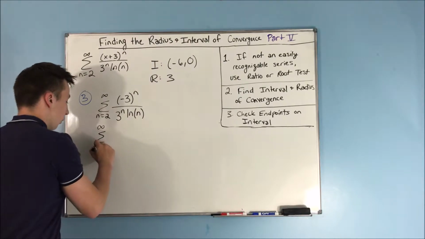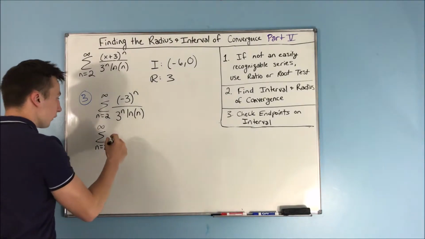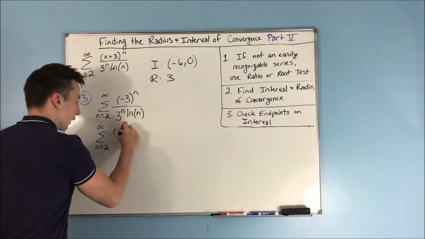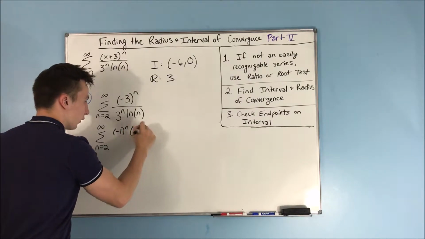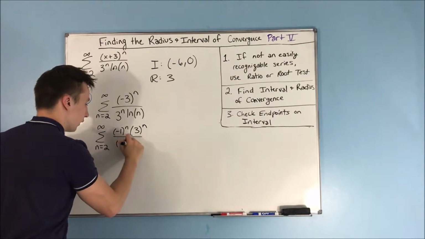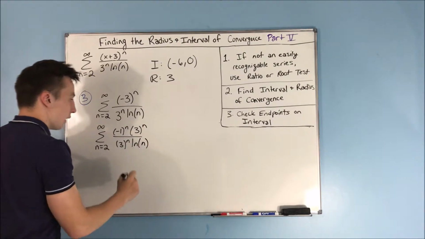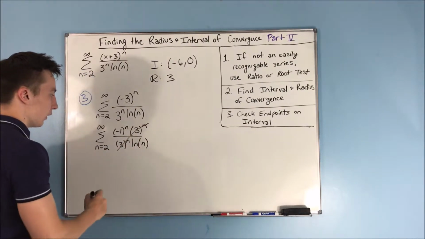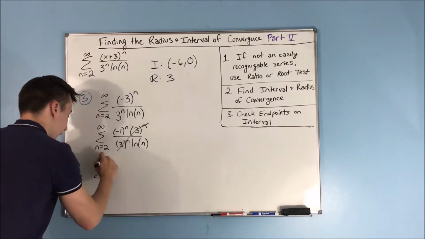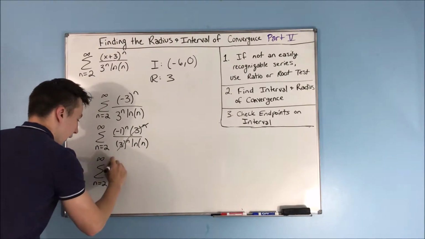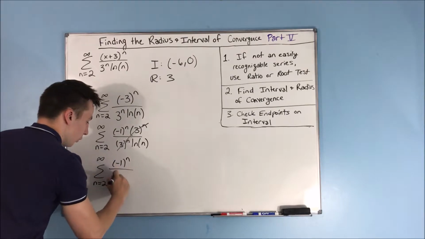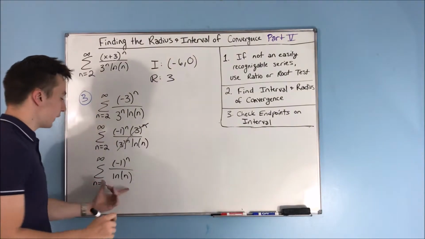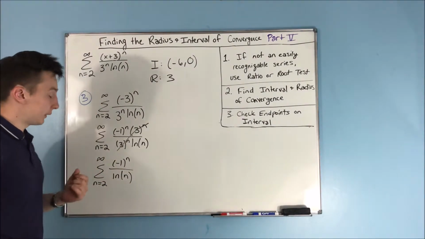When we do that, we get -1 to the n times 3 to the n over 3 to the n natural log of n. These 3 to the n's go away, and you're left with -1 to the n over natural log of n. All right, and what are we going to do with this? How are we going to prove whether this series is convergent or divergent?